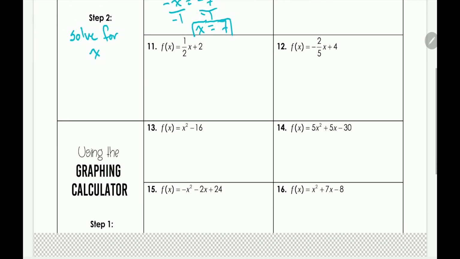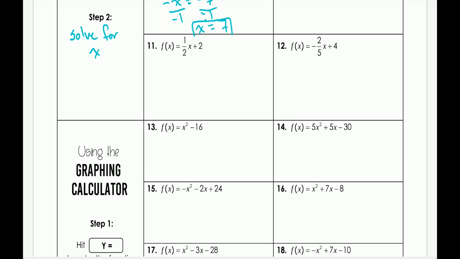Let's take a look at number 11. We have f of x is equal to 1/2 x plus 2. So we take the function 1/2 x plus 2. We set it equal to 0. Now we have to start solving for x. So we subtract 2 on both sides. We have 1 over 2x is equal to negative 2. We have to get rid of this fraction, so we're going to multiply by the reciprocal.